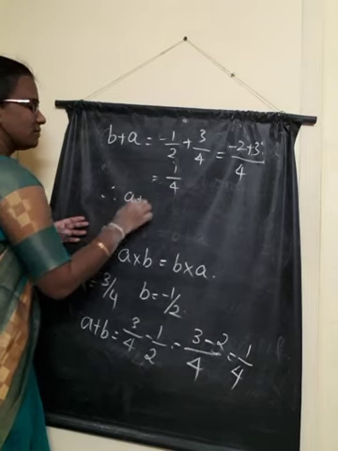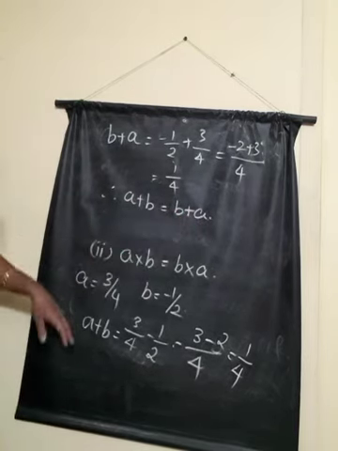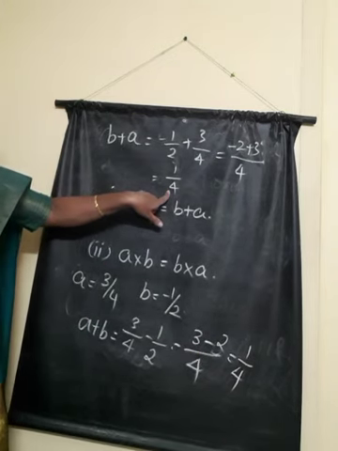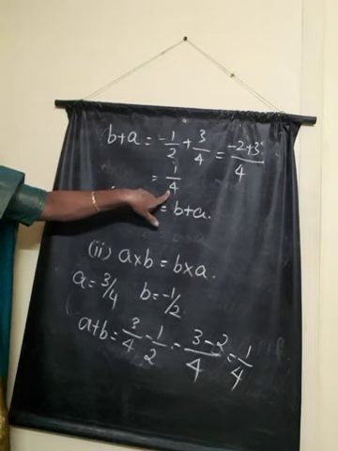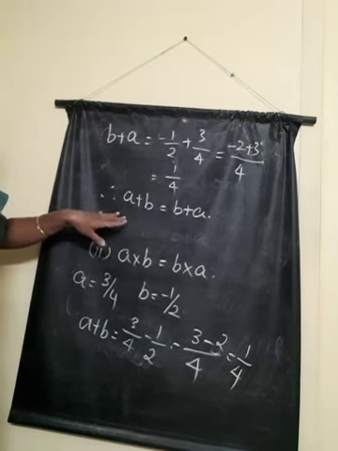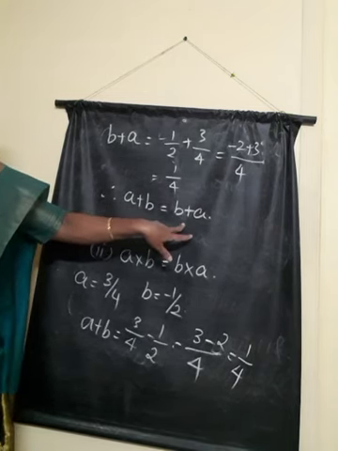Therefore, A plus B is equal to B plus A. The same answer comes. For A plus B, the answer is 1 by 4. For B plus A, the answer is 1 by 4. So the rational numbers satisfy the commutative property, that is A plus B is equal to B plus A.